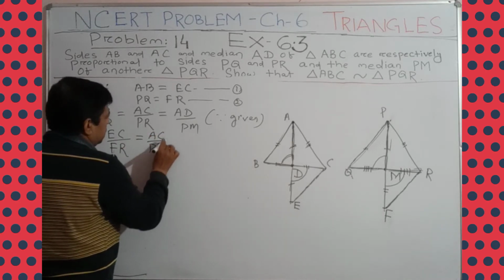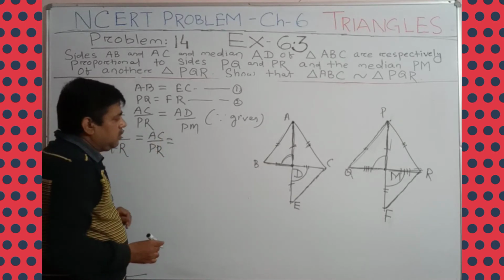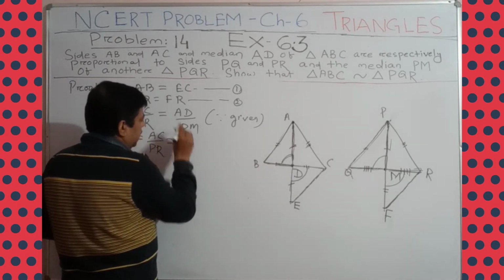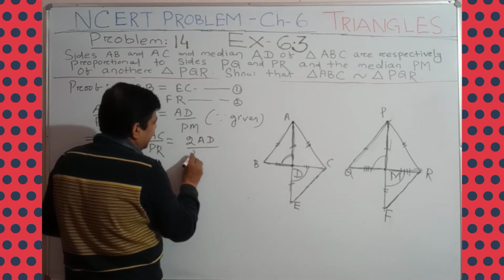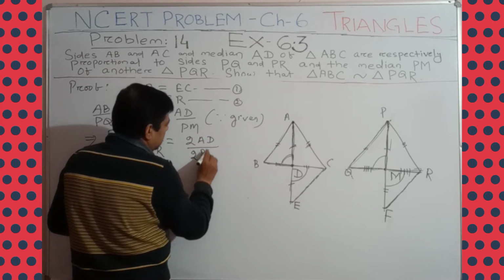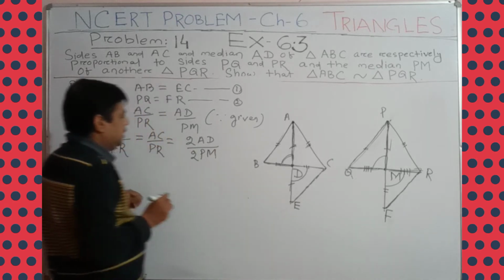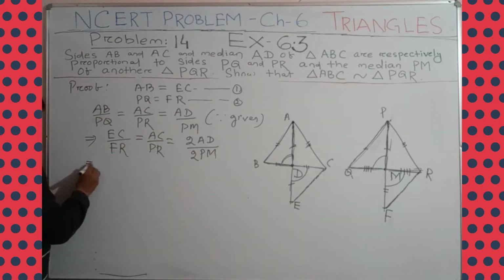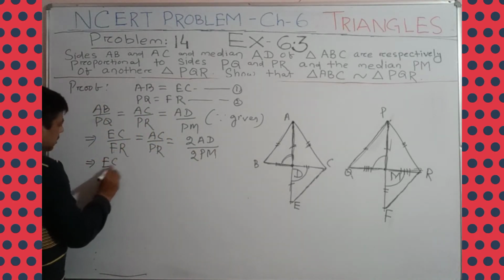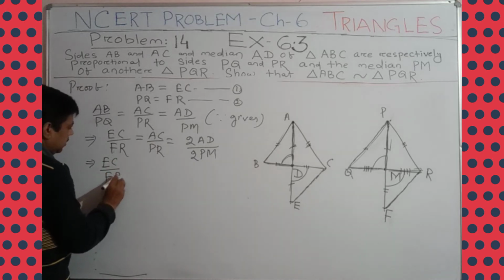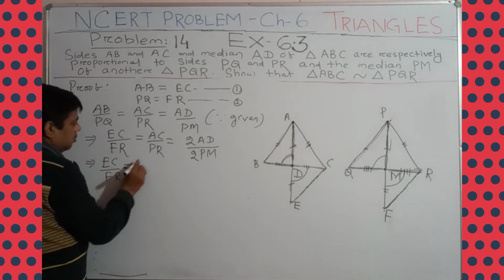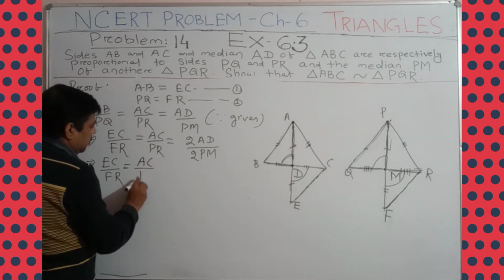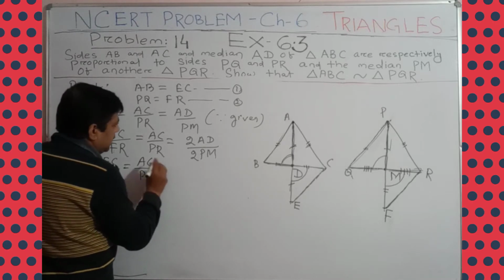Here one thing you observe. AD by PM, you multiply 2 on the numerator as well as the denominator. Make it twice AD by twice PM. Multiply 2 in the numerator and denominator here. Then after that we say EC upon FR is equal to AC upon PR and twice AD.